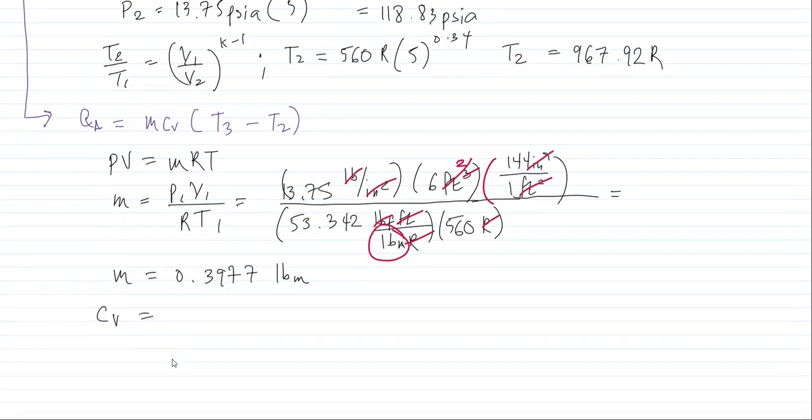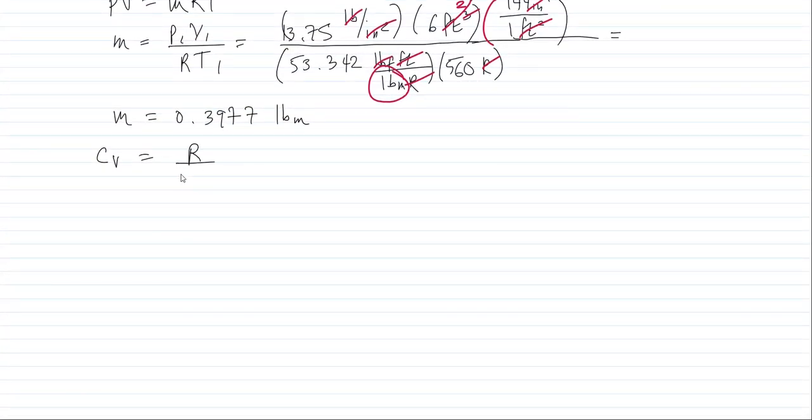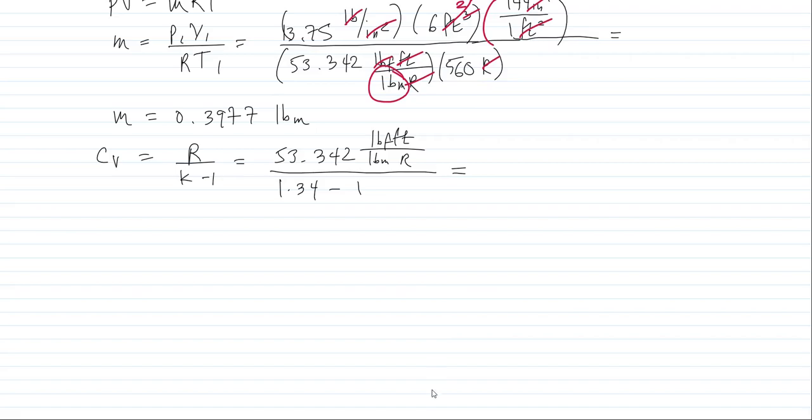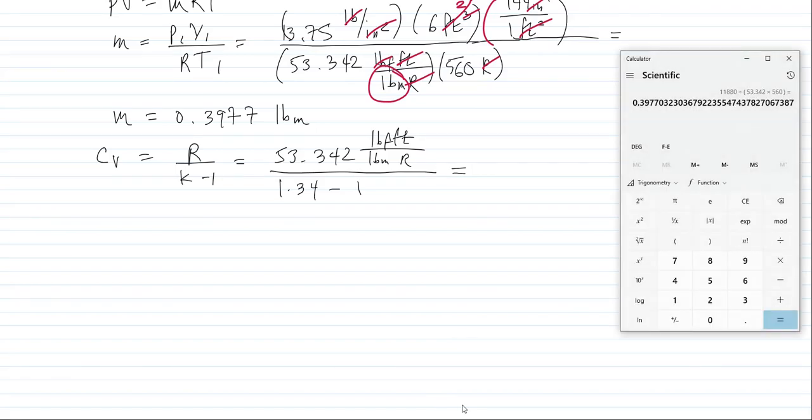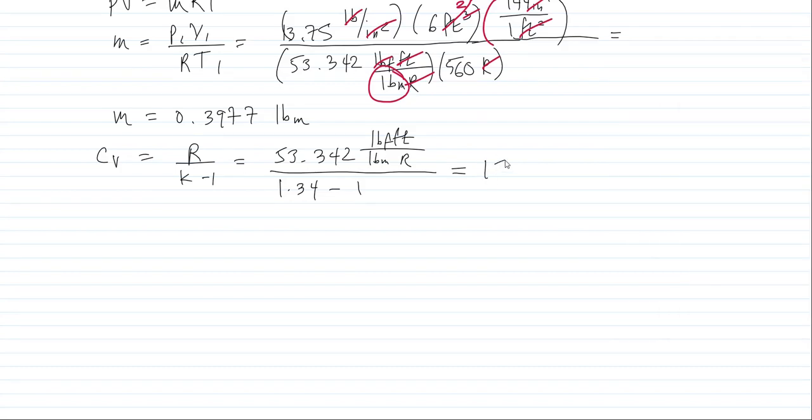So what is C sub V? We know C sub V is equal to R over K minus 1. So R is 53.342 pound force feet over pound mass Rankine, and then K minus 1, this is 1.34 minus 1. So calculator again, 53.342 divided by 0.34. So we have 156.89 pound force feet over pound mass Rankine.